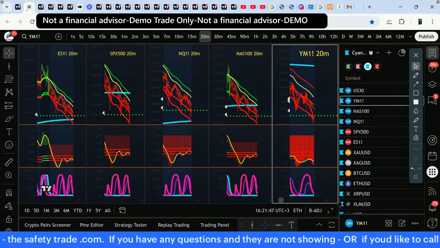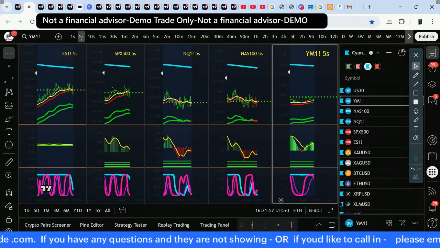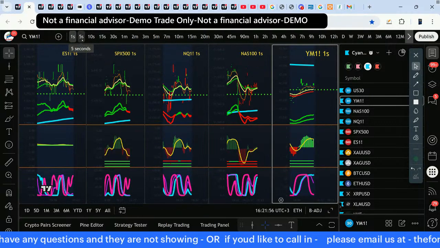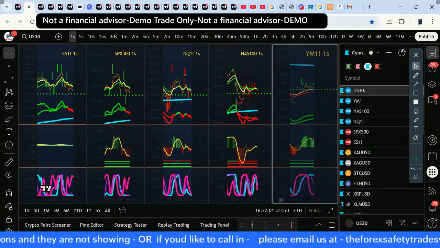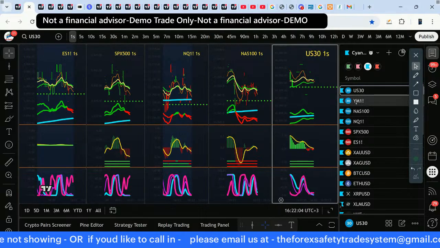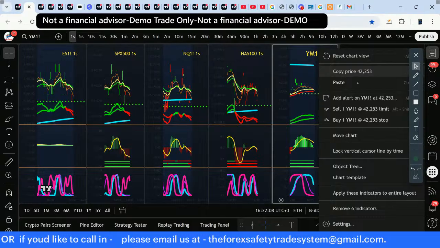How gorgeous is this? How fun is this? This is so fun. We get to do the buys, we get to do the sells, we get to do the buys and the sells. Buy stop, YM1 to the 1 second blue line, free money.